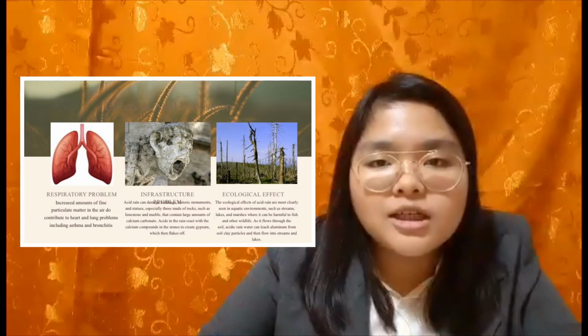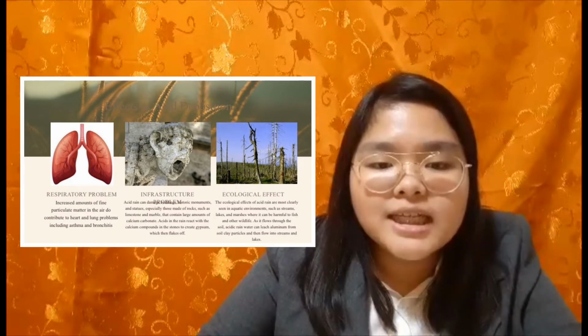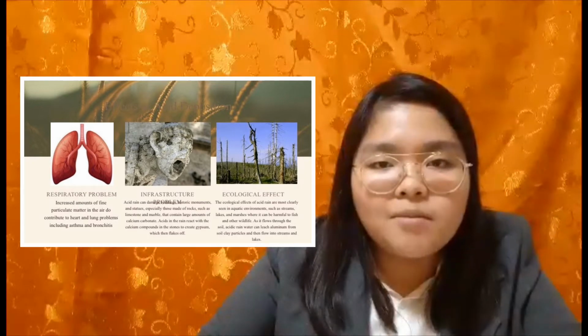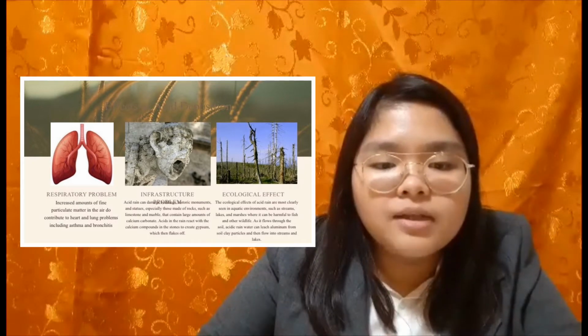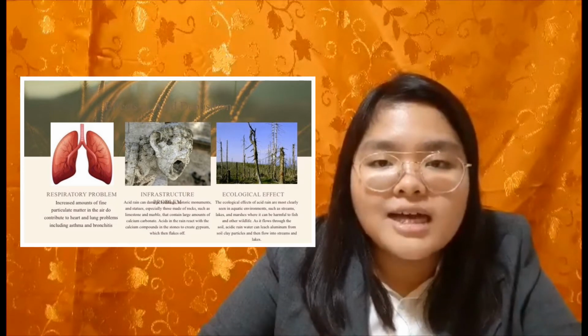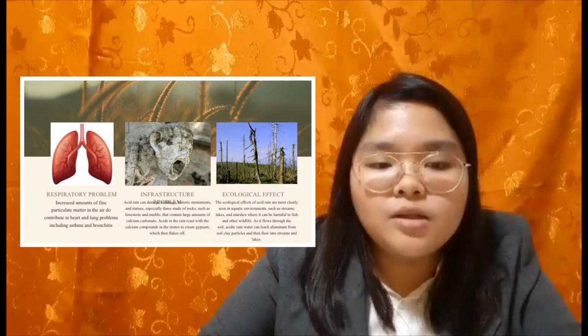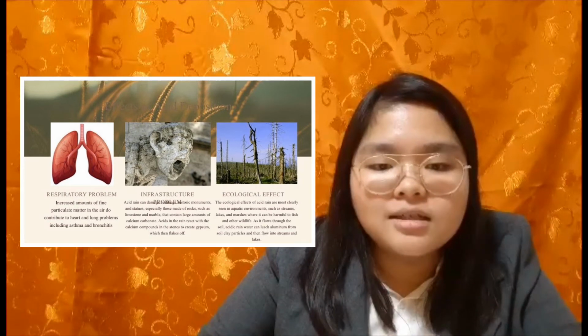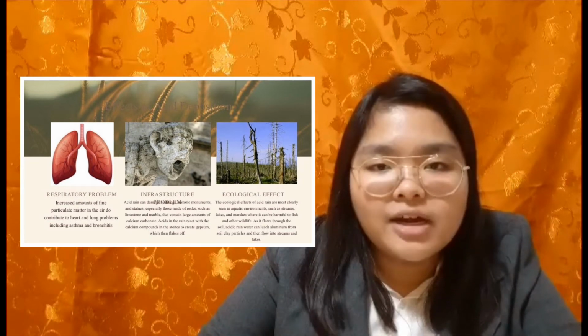Then, ecological effects are mostly seen in aquatic environments, such as streams, lakes, and marshes. It can be harmful to wildlife because as it flows through the soil, acidic rainwater can leach aluminum from soil clay particles and flow into aquatic environments.